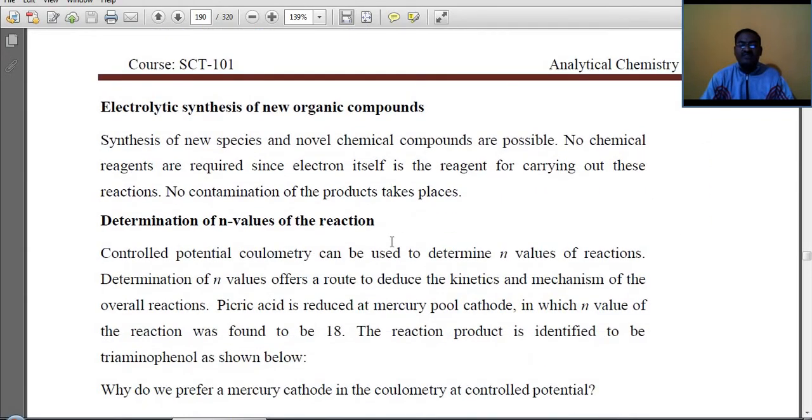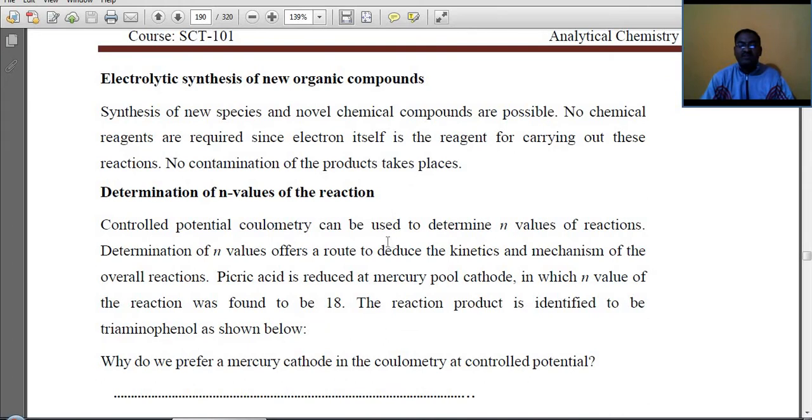That is electrolytic synthesis of new organic compounds. The synthesis of new species and novel chemical compounds is possible. No chemical reagents are required since the electron itself is the reagent for carrying out these reactions. No contamination of the products takes place.